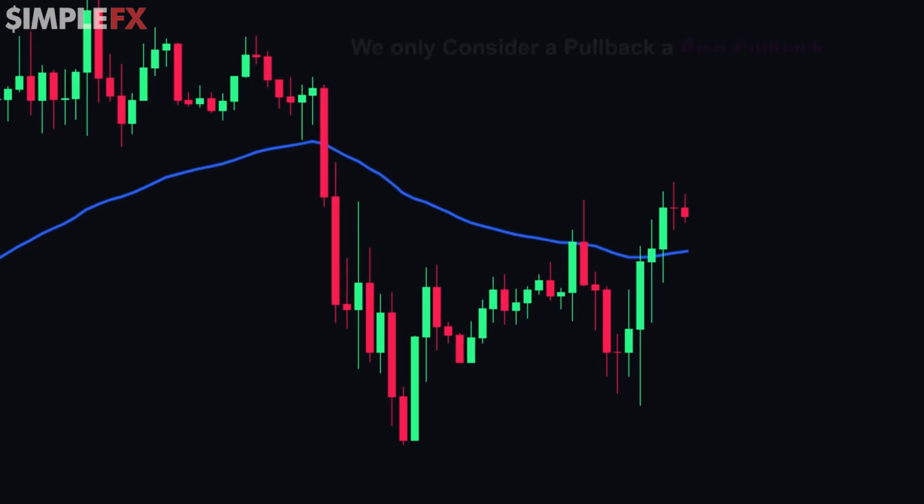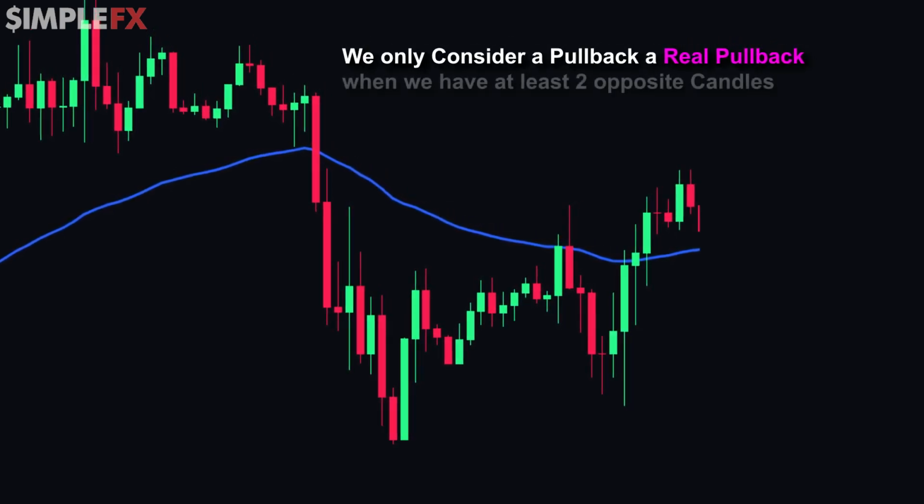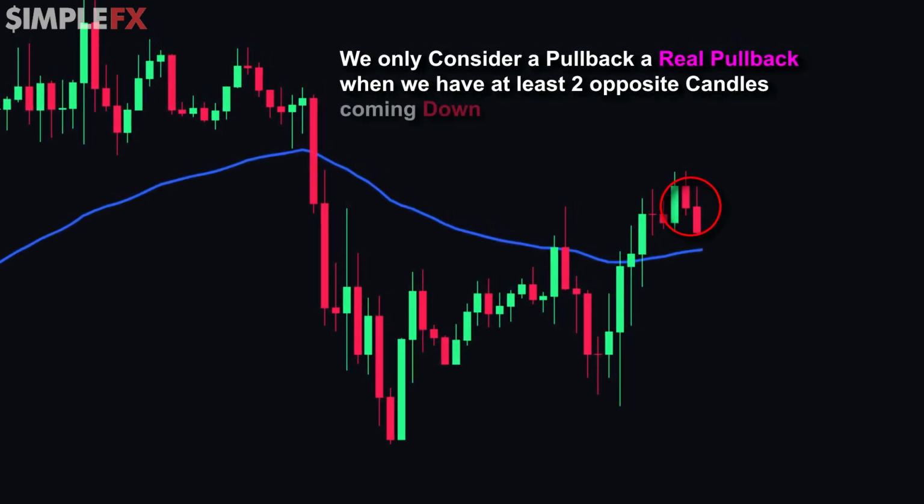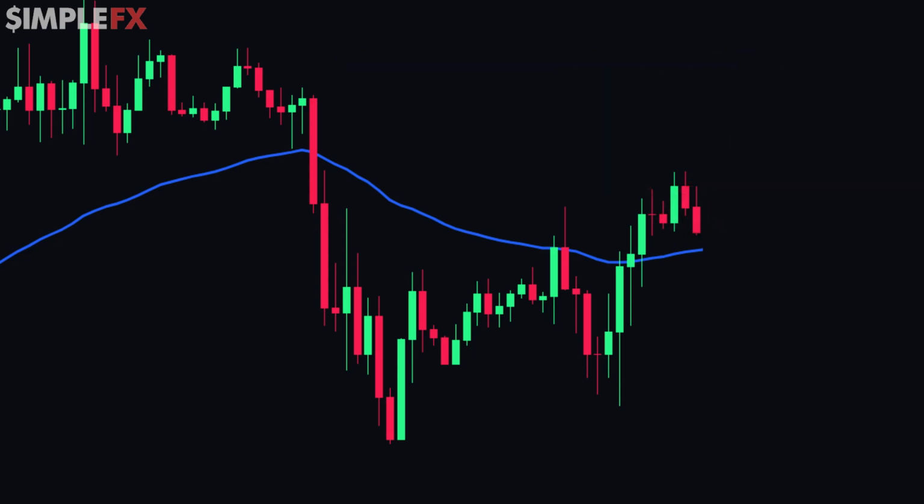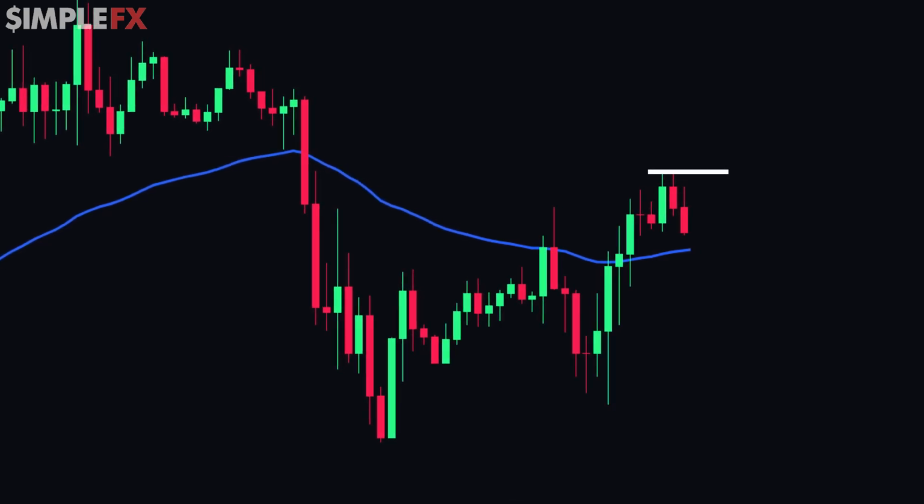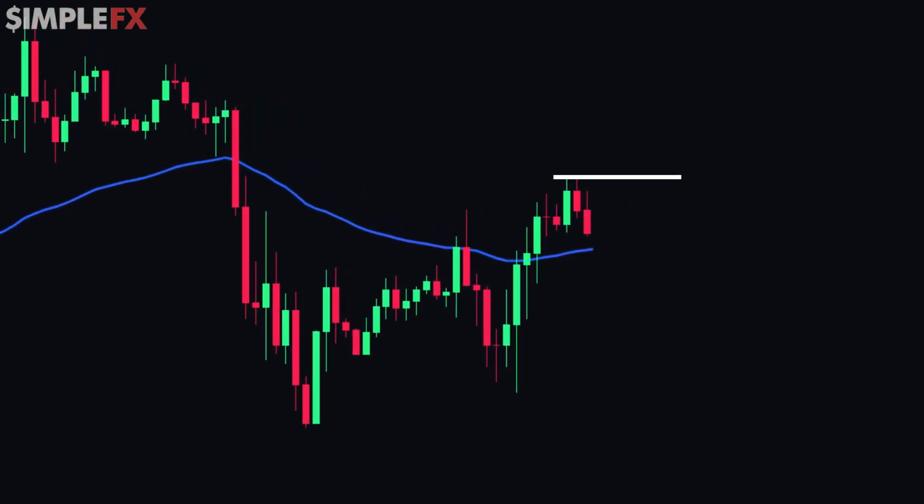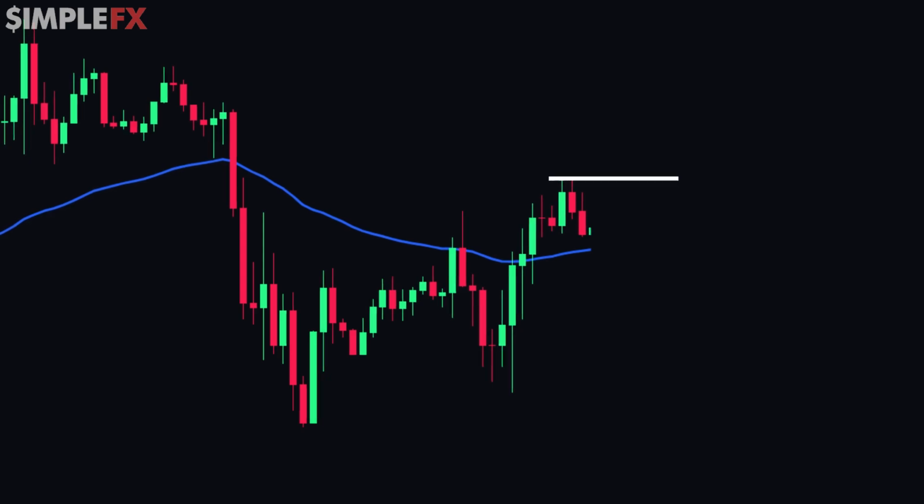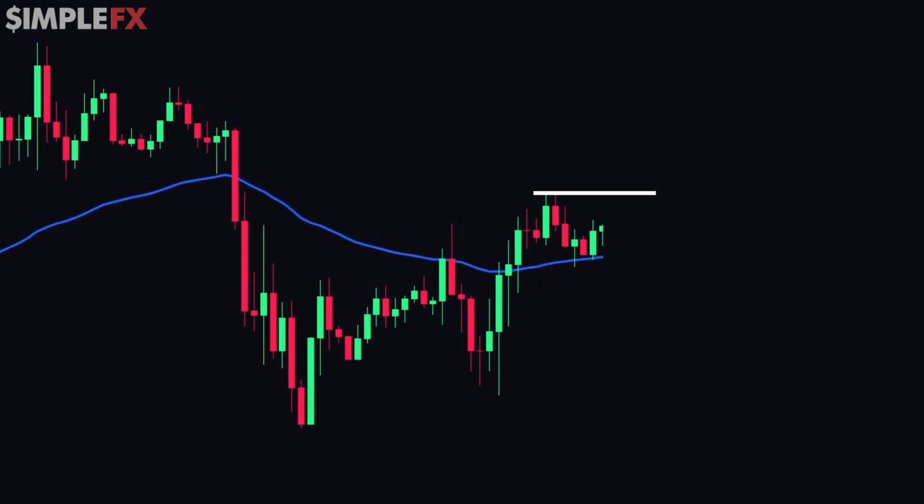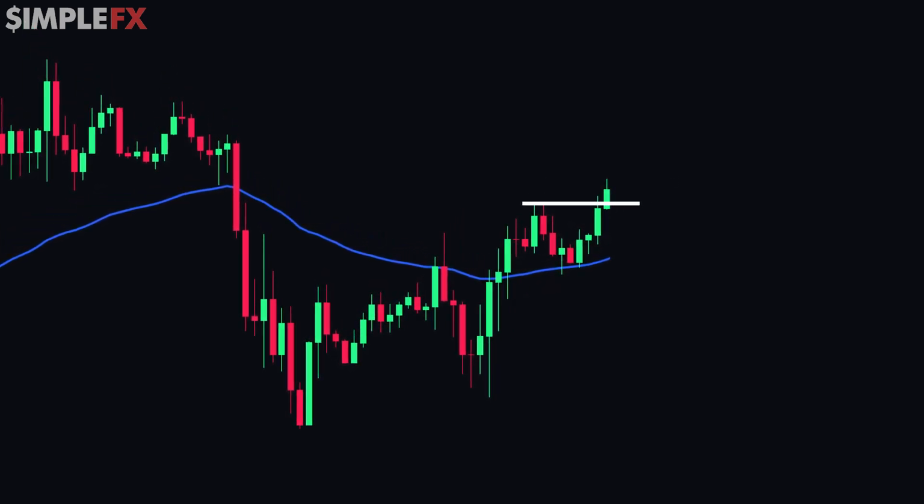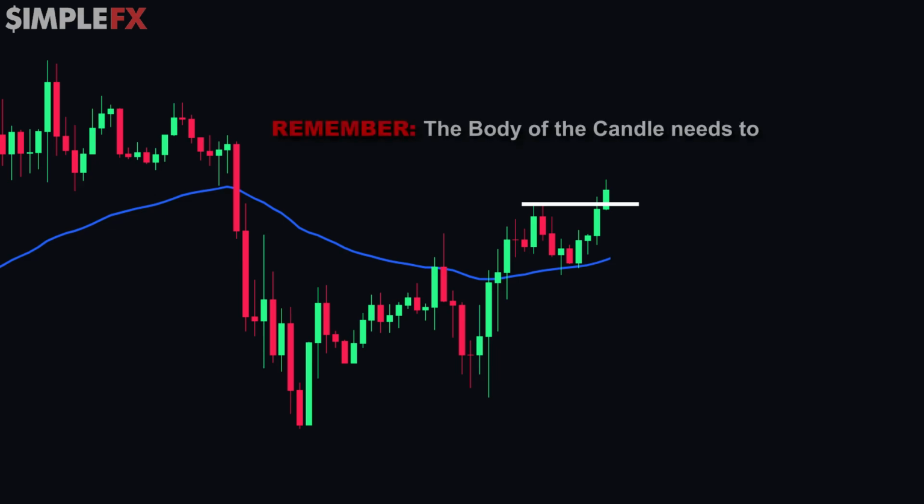However, we only consider a pullback a real pullback when we have at least two opposite candles coming down. So that's two back-to-back red candles after we broke above the EMA. Once we see that happening, we draw a horizontal line at the swing high point before we see that pullback. Then, after we see the two red candles, we wait for the price to break above the horizontal line. But remember, the body of the candle needs to close above the line. And when that happens, such as it does here, that's when we buy.